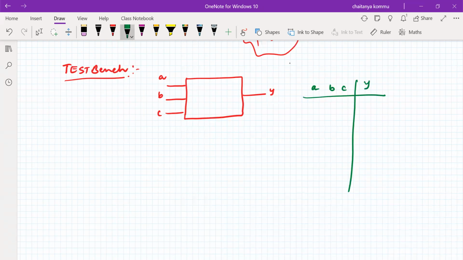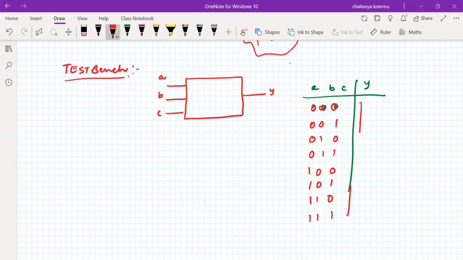So we write the input combinations: 000, 001, 010, 011, 100, 101, 110, 111. For these, what is the real output according to our equation, AB plus BC? B is common, so it is (A plus C) and B.